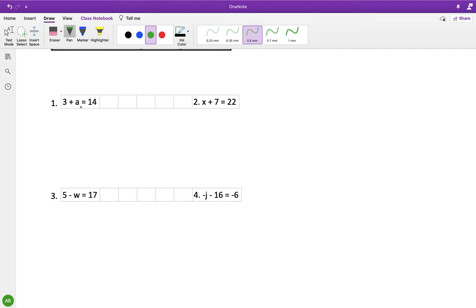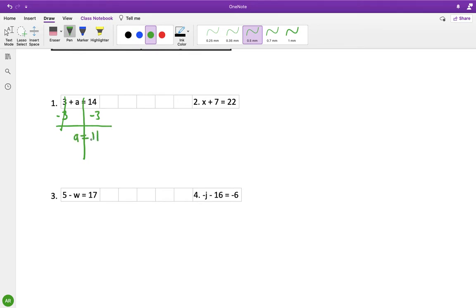After you ask yourself the question and answer the question, what are you doing to the variable? You need to do the opposite thing to that variable. So if I'm adding 3 to a, in this scenario, I have to subtract 3 from a. In order to keep the equation balanced, I also have to subtract 3 from the other side. After I do that, the 3's cancel, and I have a equals 11.